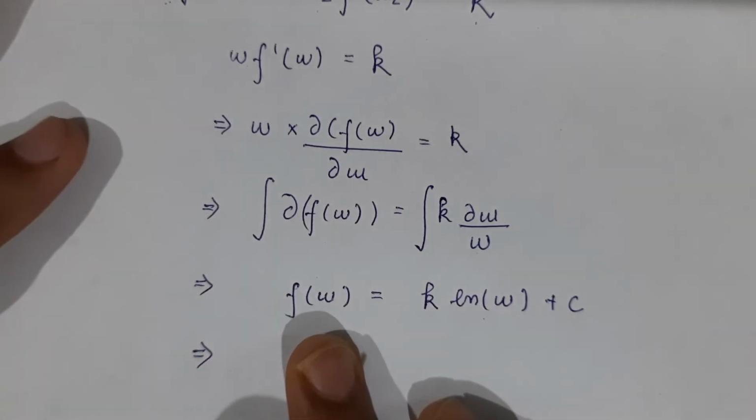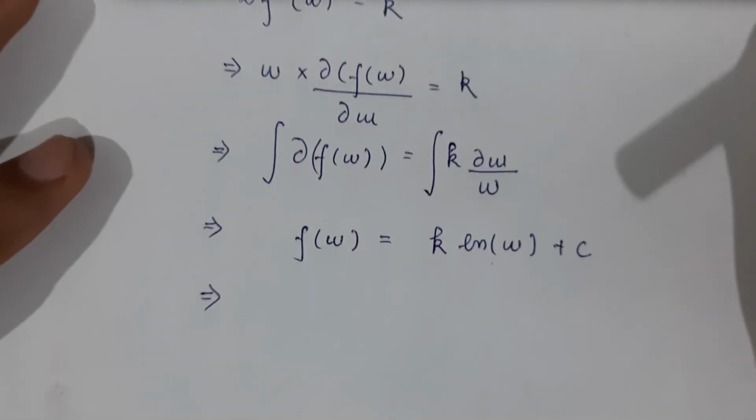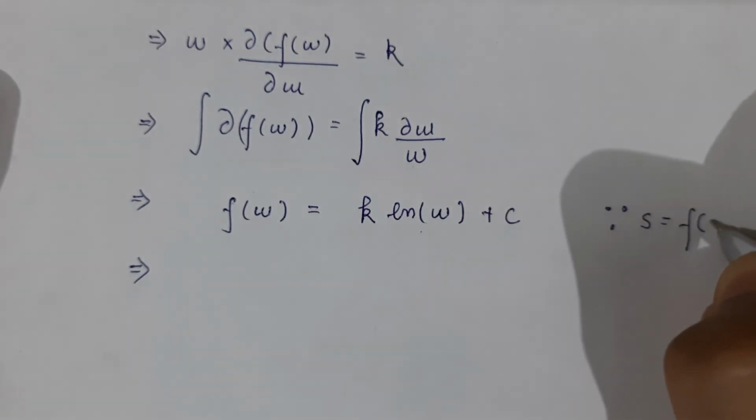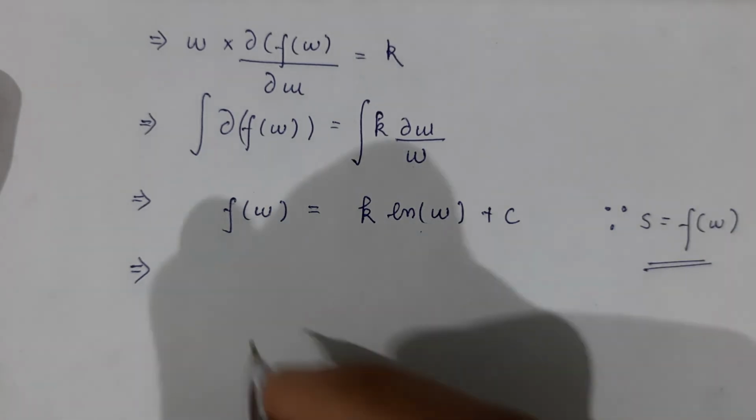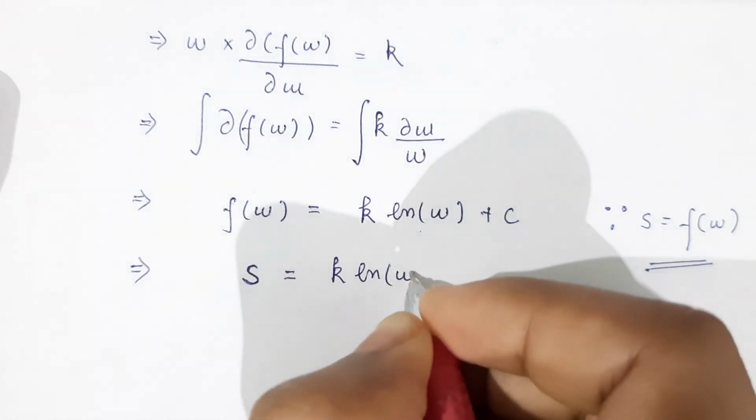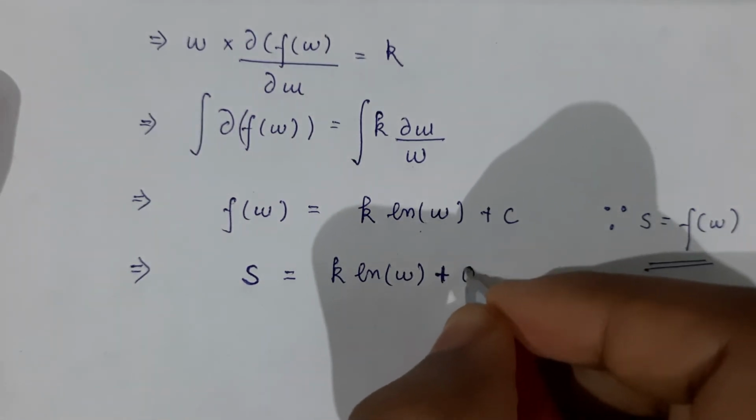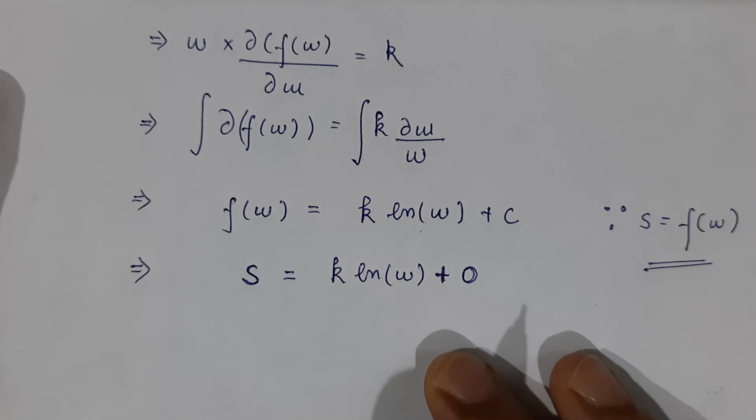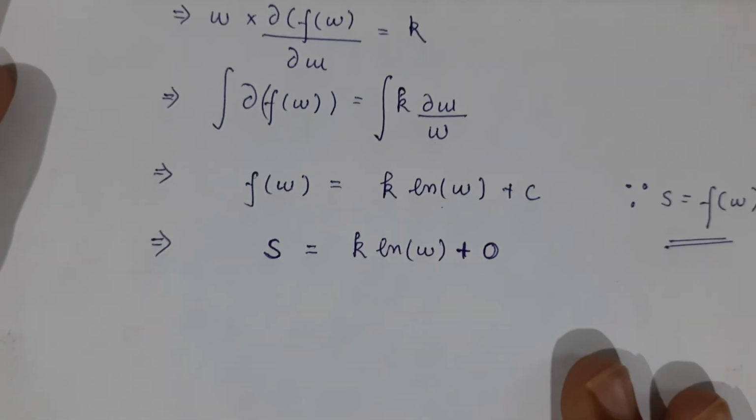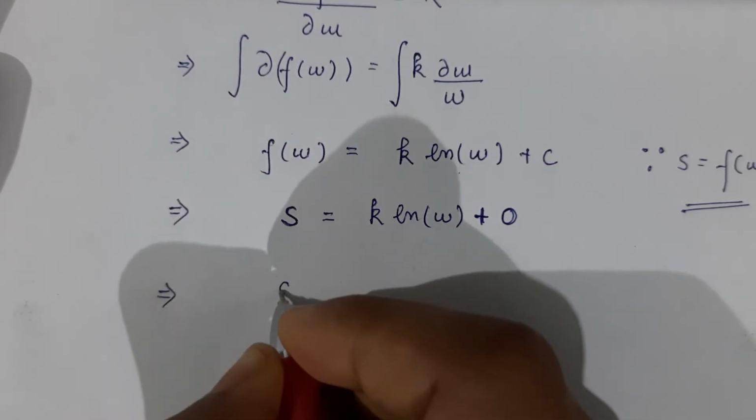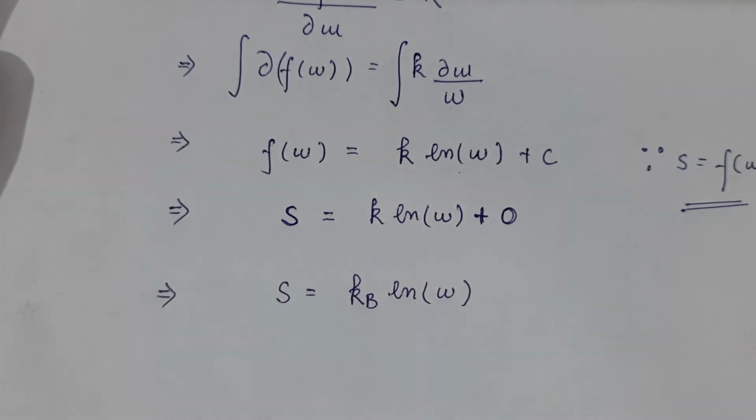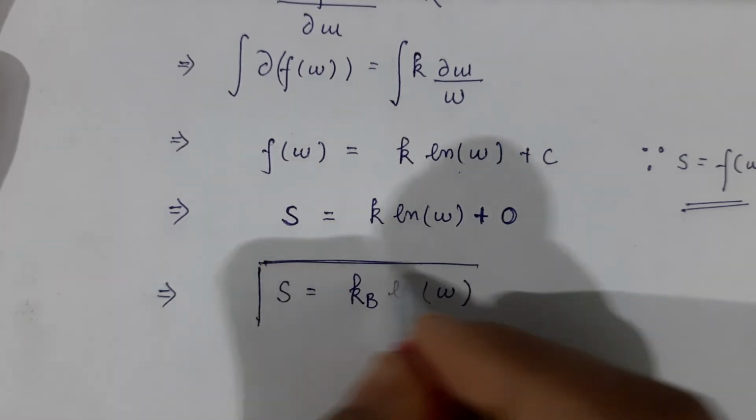From the start of the video I assumed that entropy is a function of the microstate, so we can now replace f of omega with entropy. So entropy is k times ln of omega plus c. That c comes out to be 0 after we put in certain initial conditions. Finally, the equation we arrive at is entropy equals k times ln of omega, where k is the Boltzmann constant.